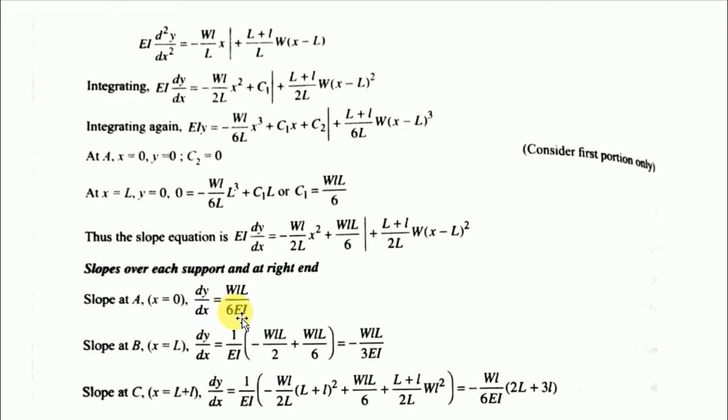This is the slope at point A. If we put x equal to capital L, then we calculate it as this value. That means this is the value of slope at point B, or B support. Now at point C, where the load is actually placed, we have to put the value of x as capital L plus small l in the equation. Then we calculate the value of slope as this: minus WL upon 6EI bracket 2 capital L plus 3 small l. Now this is the slope value at C.